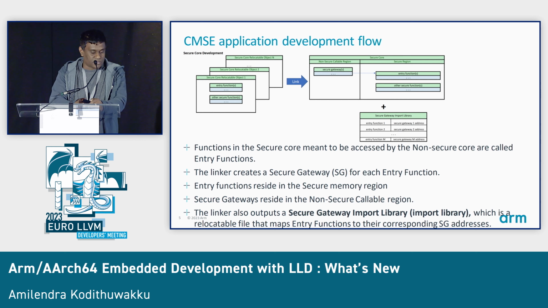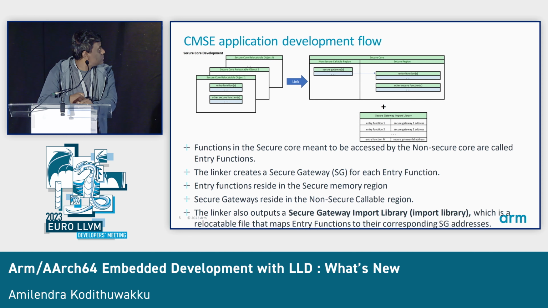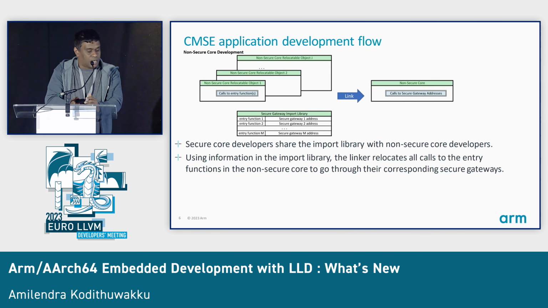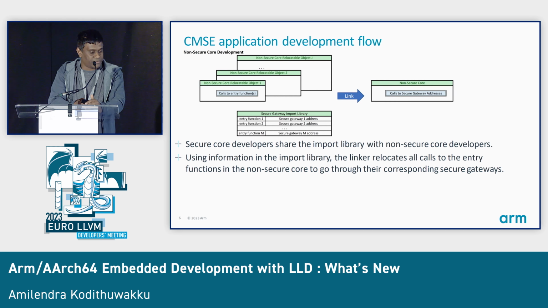The linker also outputs an import library, which is a relocatable file that has a mapping from entry functions to its corresponding secure gateway addresses. And the non-secure developers get this import library from the secure developers and link it with their non-secure objects. And any calls to the entry functions are translated by the linker to go through the secure gateway.